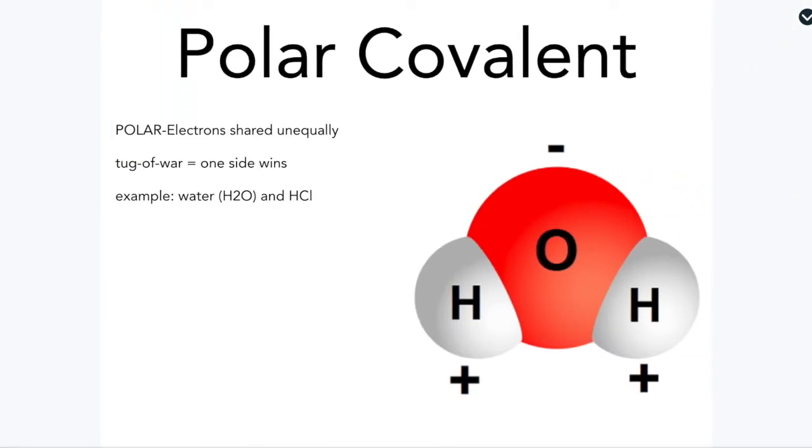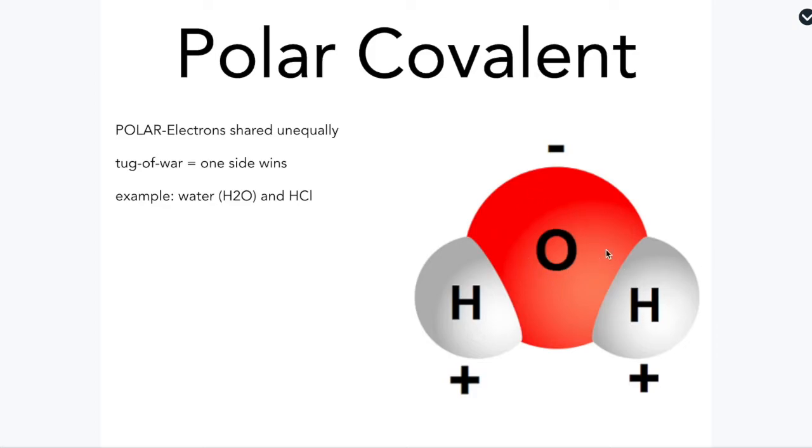Polar covalent, on the other hand, is when electrons are shared unequally. So if this was a tug of war, one side wins. Look, for example, at this water: you have the oxygen, which is a much stronger atom when it comes to attracting electrons. So when it gets in a tug of war with these two hydrogens, it's going to pull hydrogen's electrons a lot closer to itself. It's not going to take them, but it is winning the tug of war against hydrogen. And so the electrons are not equally shared.